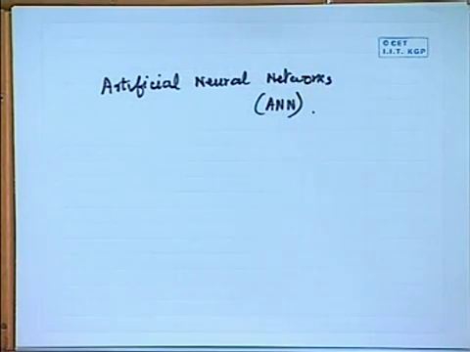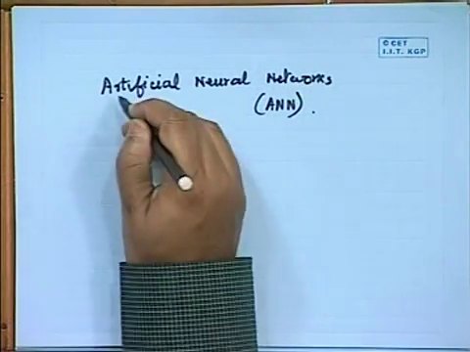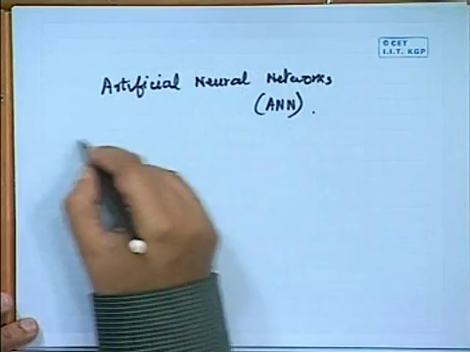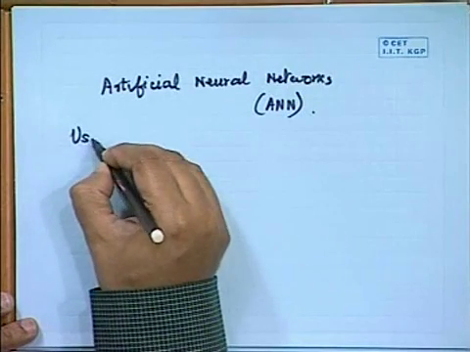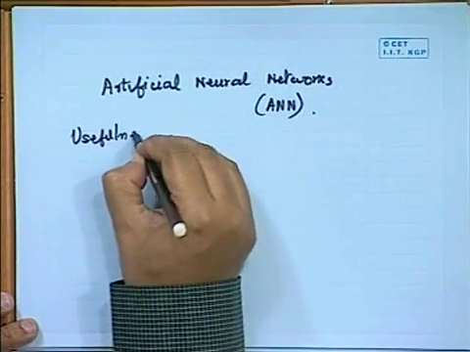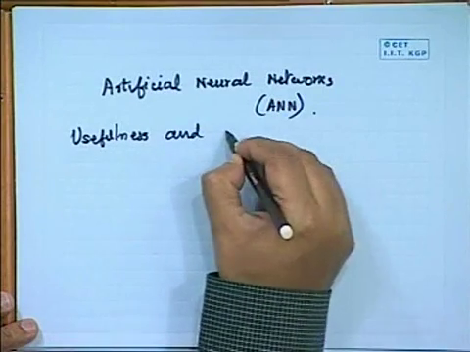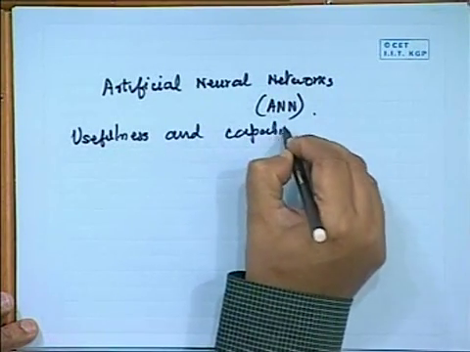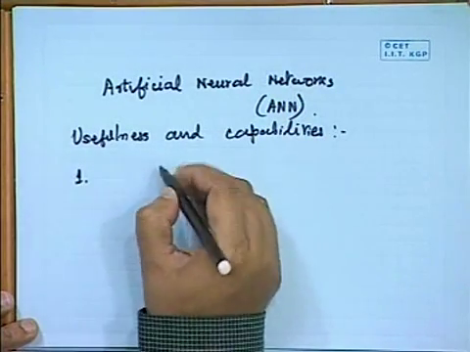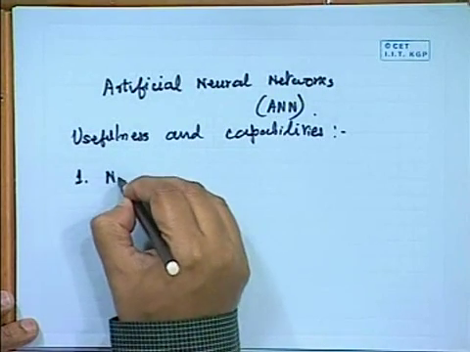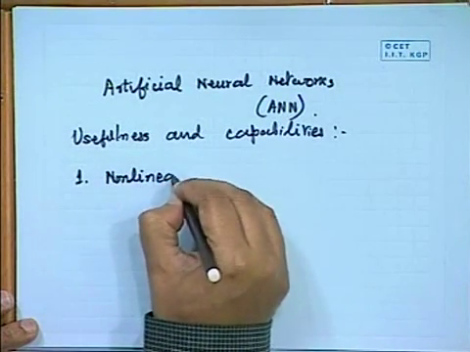Now, firstly, let us understand why at all we are going in for artificial neural networks. What are the advantages that it is going to offer to us? So let us list out its usefulness and some capabilities. Number one, that it exploits the non-linearity.